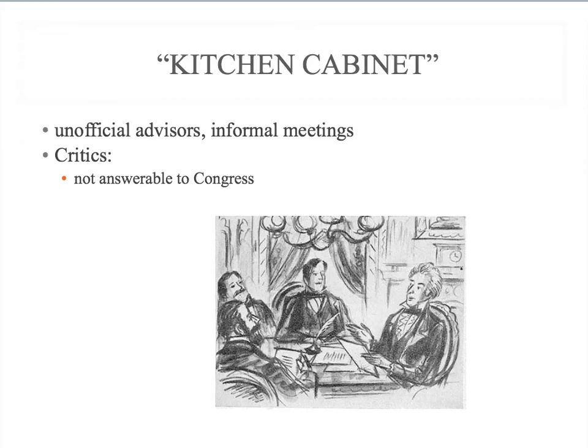His critics came out, and remember, there's a lot of Jackson critics as we go throughout this thing. They said it was not right that he had an unofficial group of people who helped him out in running the government because they were not answerable to Congress. In other words, they couldn't be held accountable for the things that they did.